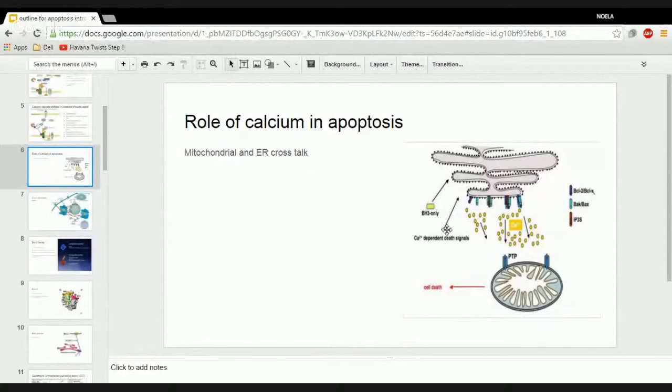The role of calcium in apoptosis. Calcium can induce apoptosis by mitochondrial/ER crosstalk. IP3 receptors on the ER are in close proximity with the voltage-dependent anion channels, thus facilitating transfer of calcium from the ER lumen to the mitochondrial matrix, leading to mitochondrial calcium overload and apoptosis.